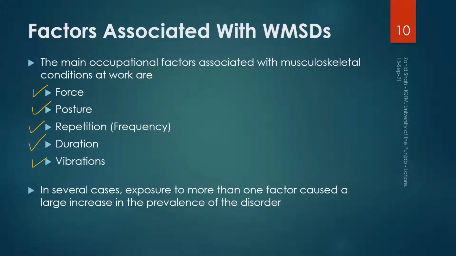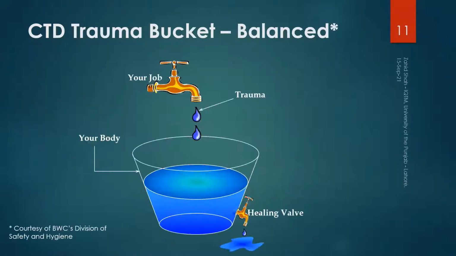And in several cases, exposure to more than one factor causes a large increase in the prevalence of the disorder. It could be, for example, a combination of frequency and bad posture, or a combination of excessive force and duration and so on. Basically, whenever someone is performing a physical task, there is some tiredness and fatigue, and that generally goes away with rest and nutrition. If it doesn't go away, some problems develop within the body.